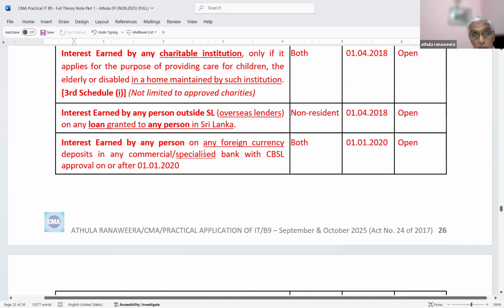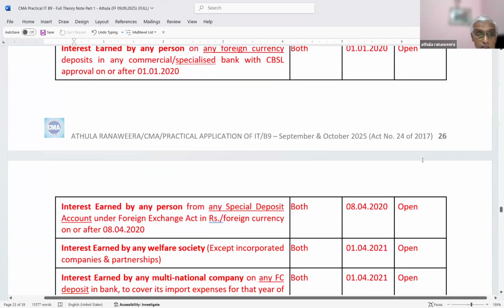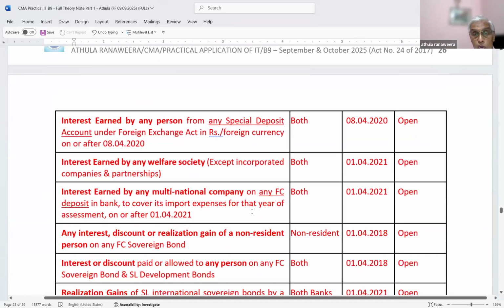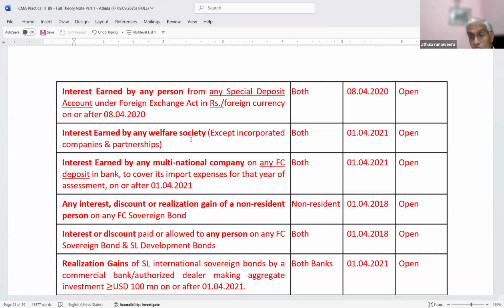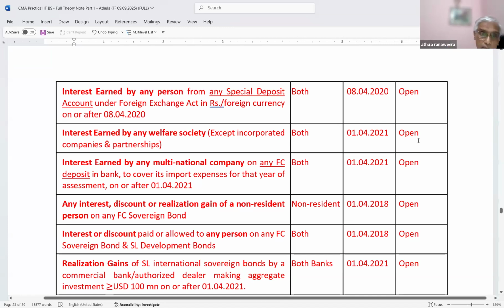Then interest earned by any person on foreign currency deposits. For any person, foreign currency type income, deposit interest income is exempted from tax. The next couple of things are also foreign currency things. Foreign currency special deposit accounts are exempted. Then the next one, interest earned by any welfare society. Welfare society, now, no conditions. If the depositor is a welfare society, interest income is totally exempted.